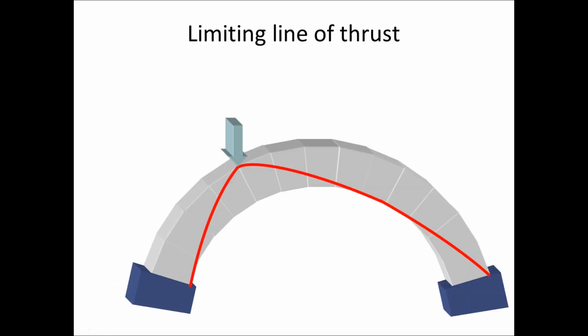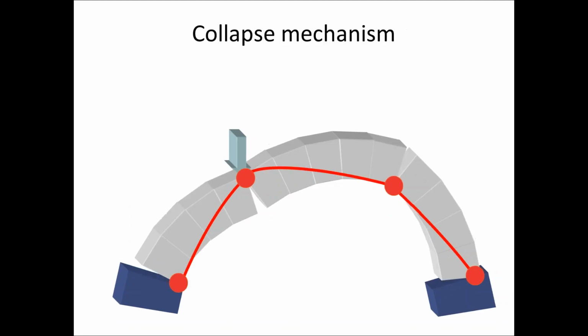However, if you apply, for example, an external load at quarter span, and you gradually increase that load, then you'll come to a point where you can only just fit the line of thrust within the thickness of the masonry. And this limiting line of thrust is unique. And if you apply any more load, you will end up getting collapse. And here we can see the classic 4-hinge failure mechanism for a masonry arch.